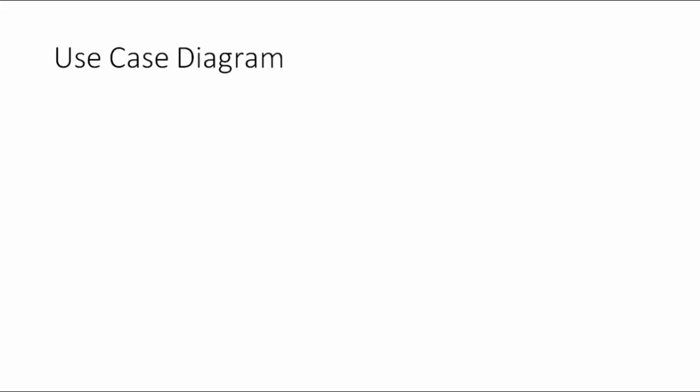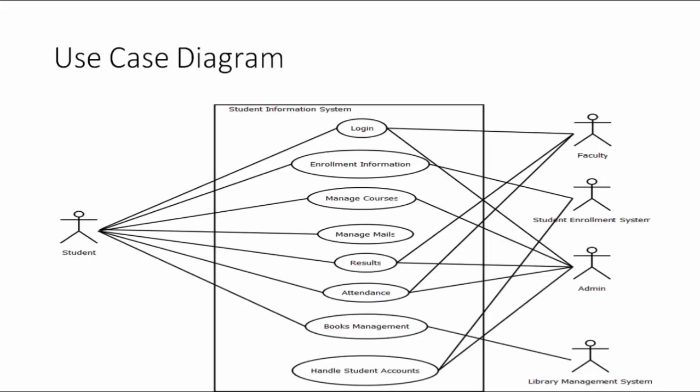So first we have started with the use case diagram. Student information system is having total 8 functionalities. So there are main 8 use cases in our student information system. First is login. Now there are main three users of student information system. First is student, second is faculty, and third is administrator. These three types of user will use our system.